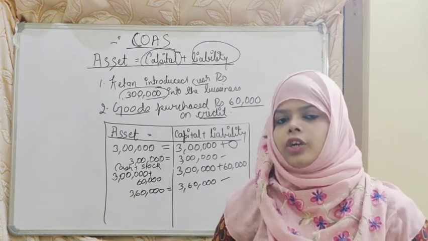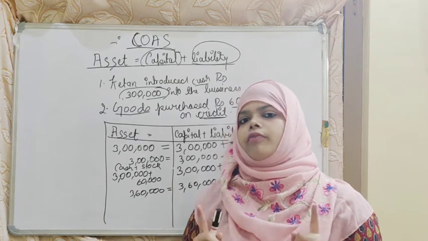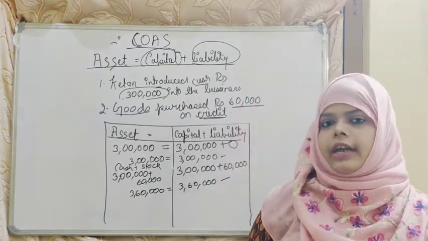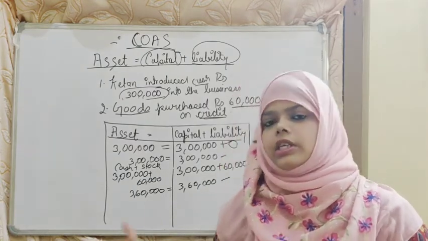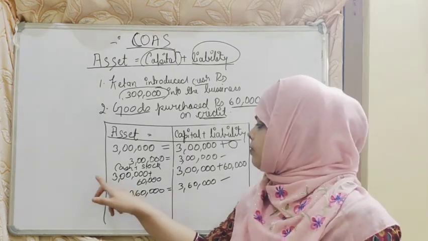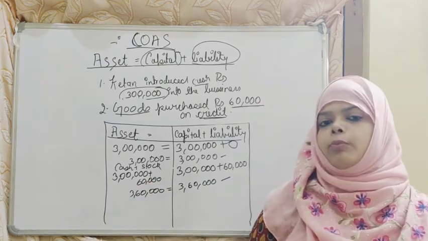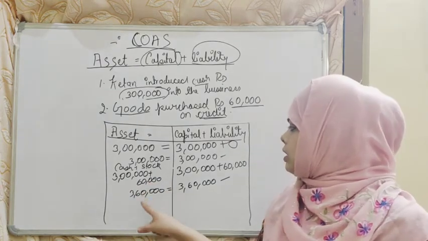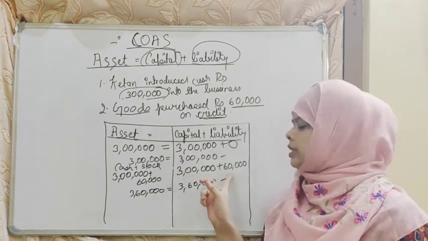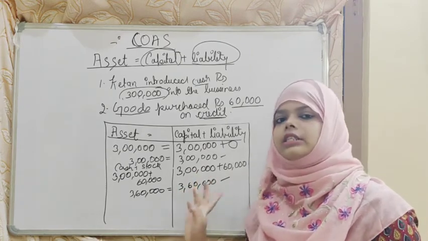The first equation was the introduction of cash, that is capital. The second was the purchase of goods worth rupees 60,000 on credit. As it is on credit, it will affect the liability part of the business, and goods involve the asset part of the business. We were already having cash of 3 lakhs, plus goods worth rupees 60,000, that is 3,60,000. Here we had the capital of 3 lakhs and plus a credit of 60,000, so 3 lakhs plus 60,000, 3,60,000.